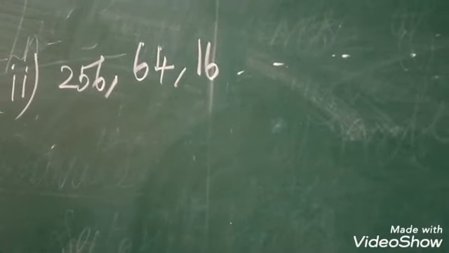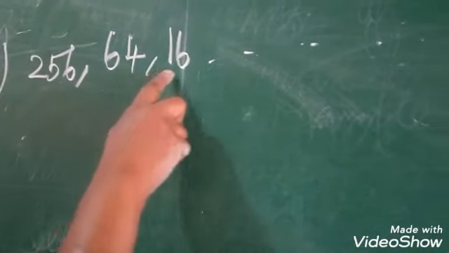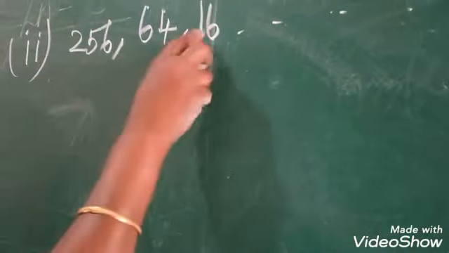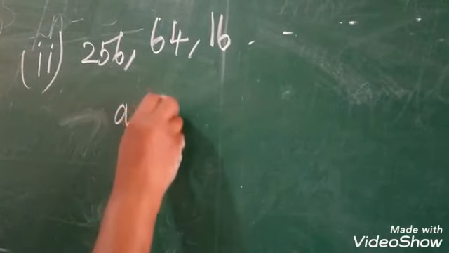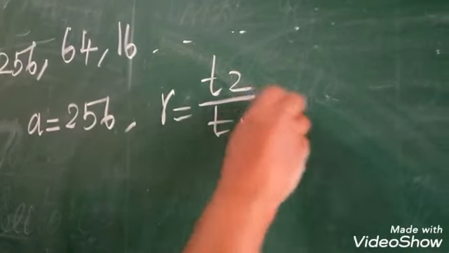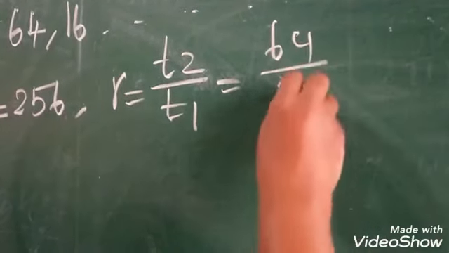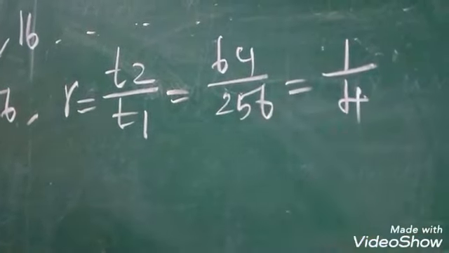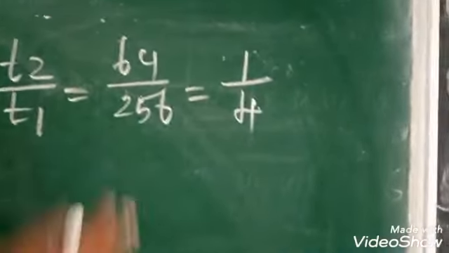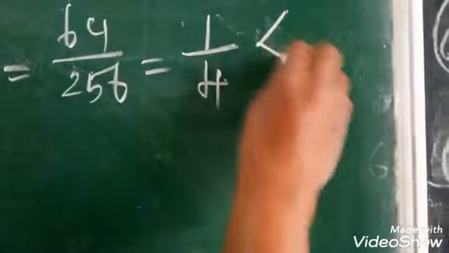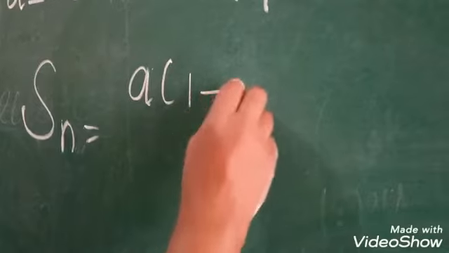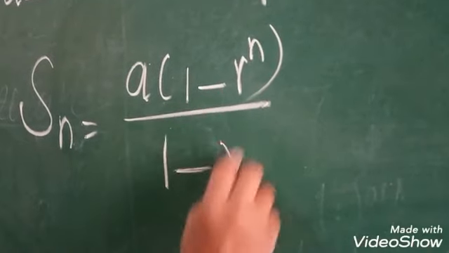See the second one: 256, 64, up to n terms. Now we want to find the sum of the first n terms. From the series take the first term. The common ratio is T2 divided by T1, so 64 divided by 256. If you divide you will get 1 by 4. Is 1 by 4 greater than 1 or less than 1? A fraction is always less than 1. So less than 1 means we know the formula: Sn is equal to A into 1 minus R power n divided by 1 minus R.